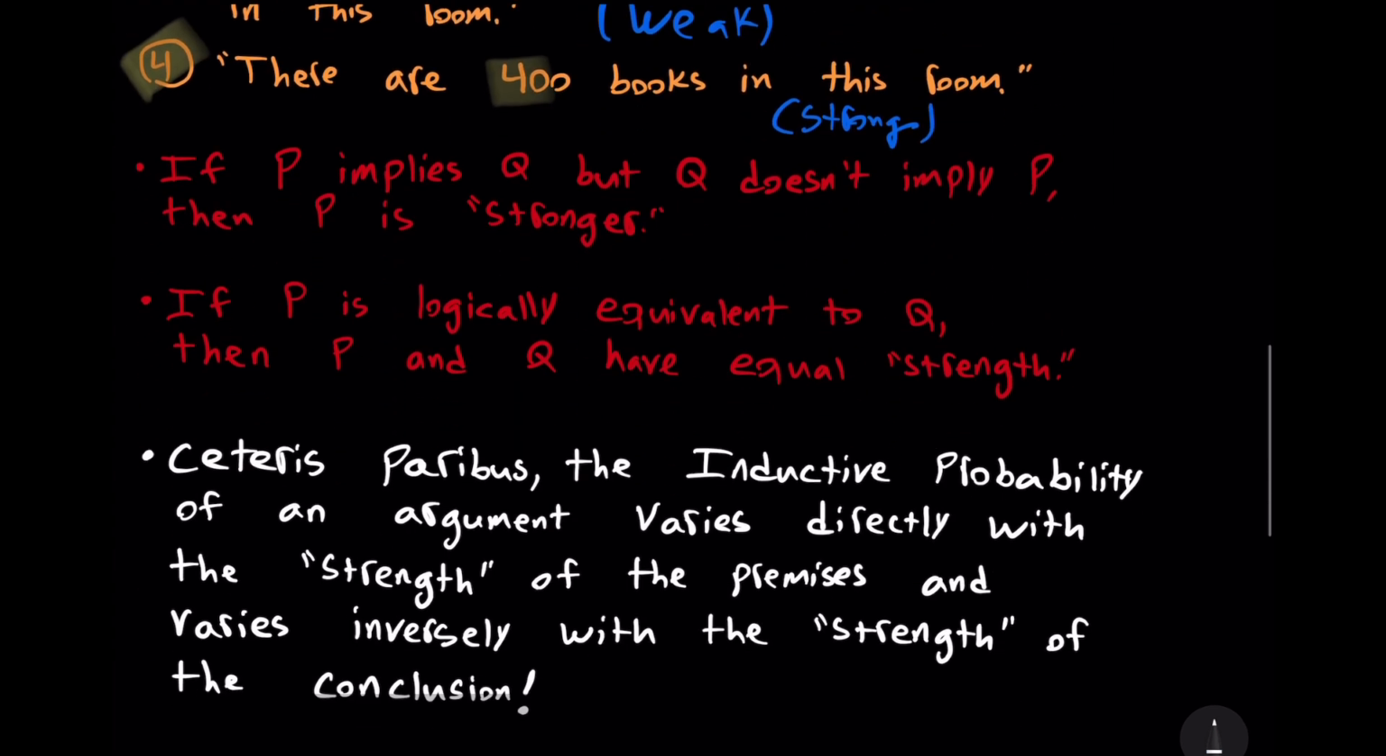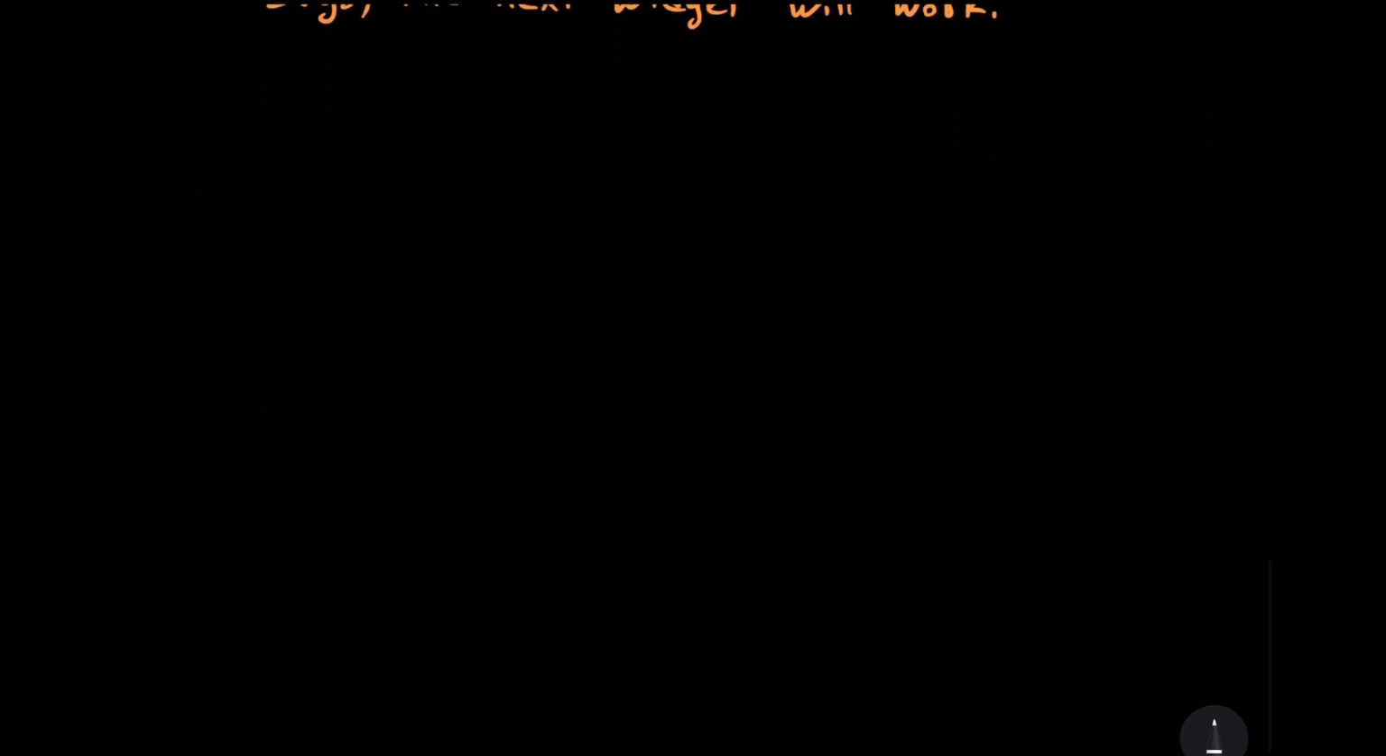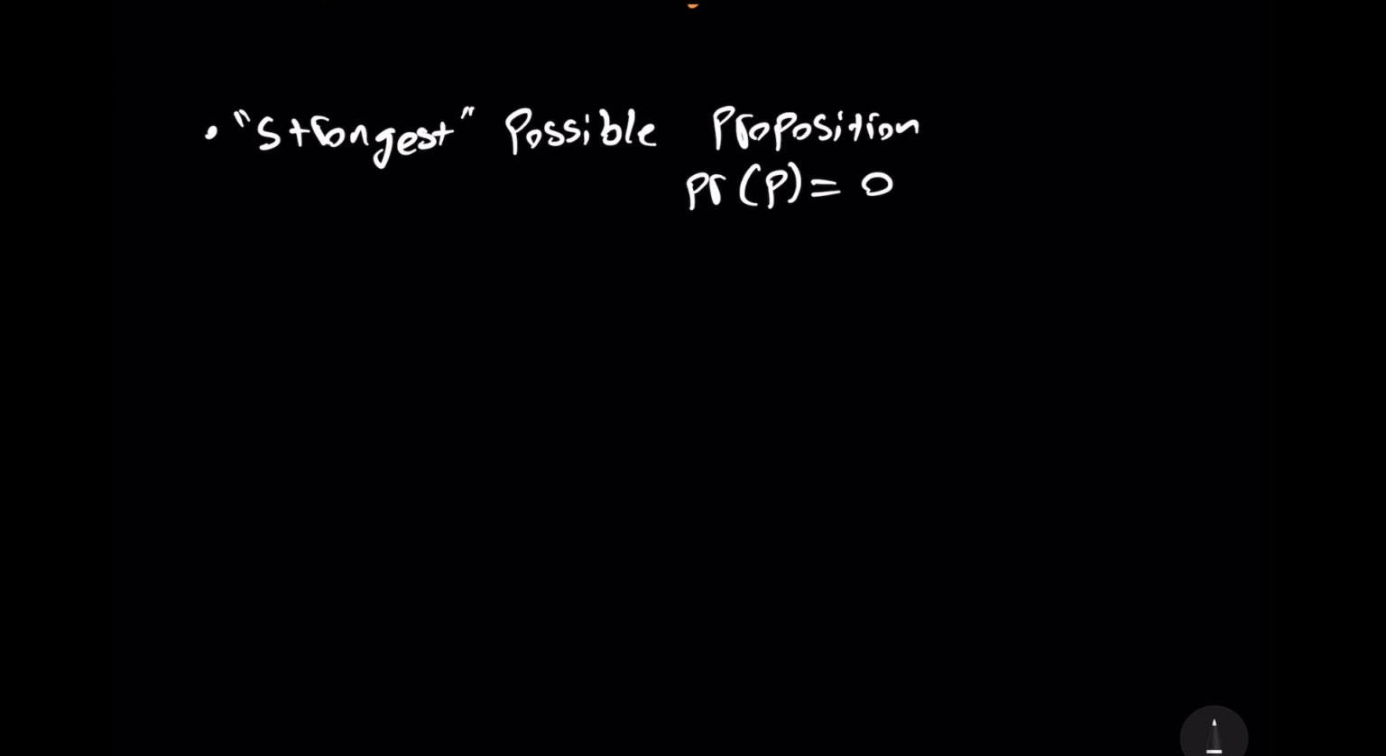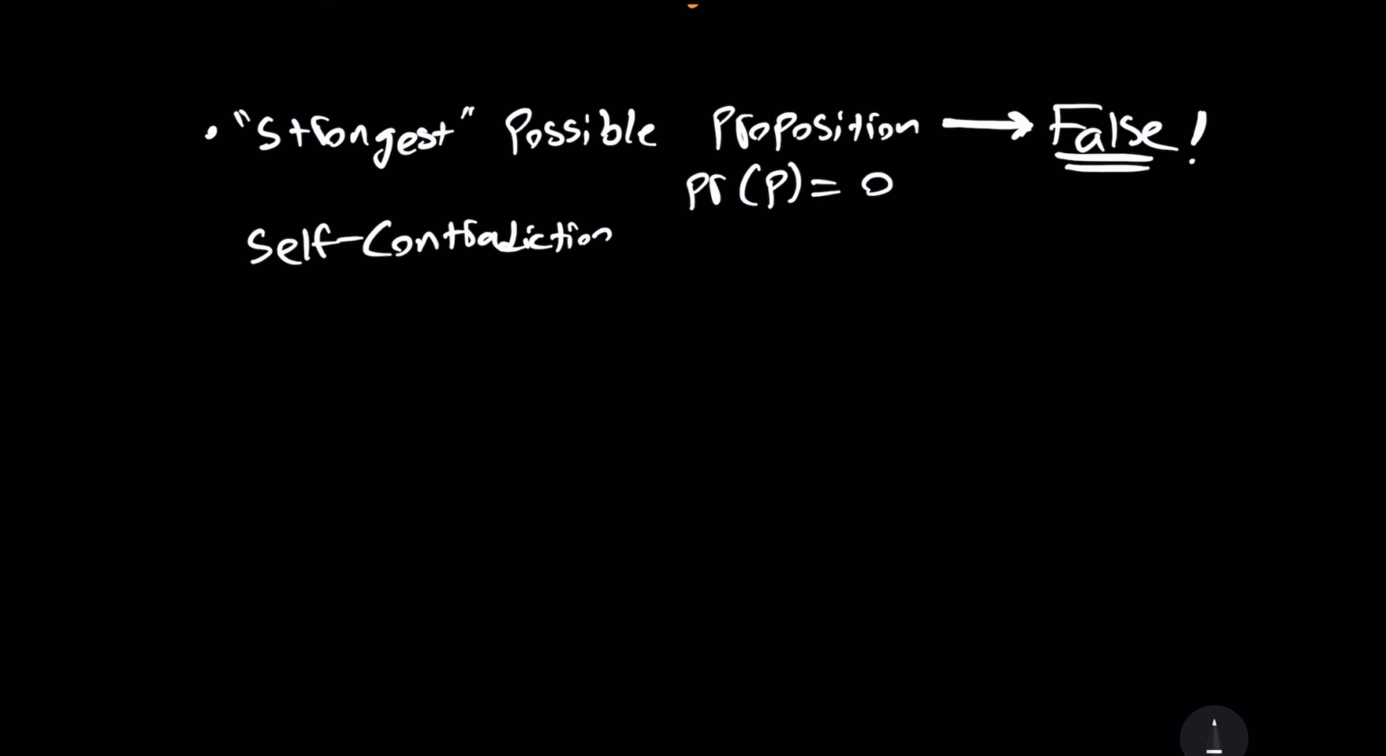But I mentioned a pretty interesting aspect to this, and because we're dealing with weak and strong propositions, we can think of what would be the strongest possible proposition, where the probability, in fact, of it being true, so the probability of, let's say, proposition P is a big fat 0, because it turns out that the strongest possible proposition must be false. And we'll see why. We have a situation where we have a contradiction. Or, to be more specifying, we have a self-contradiction.